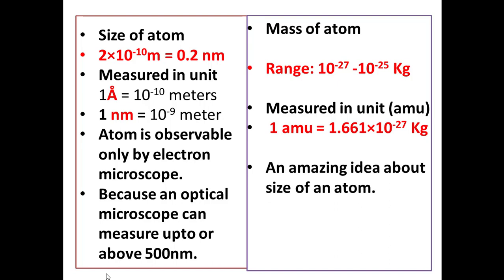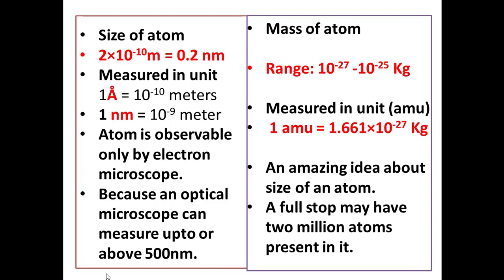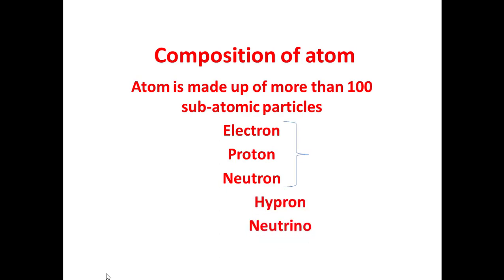An amazing idea about the size of an atom: a full stop may have 2 million atoms present in it. So what is the composition of an atom? An atom is made up of more than 100 subatomic particles. The three fundamental particles are electron, proton and neutron. Other subatomic particles like hyperon, neutrino, antineutrino are also present in an atom.